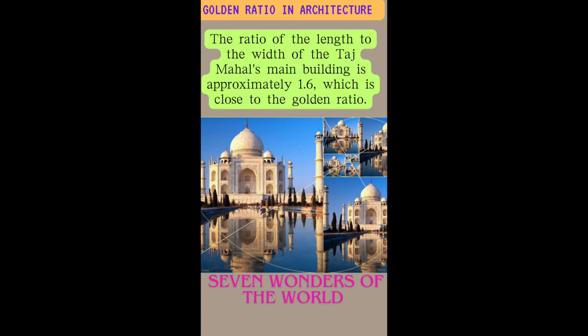Think about the Taj Mahal, one of the 7 wonders of the world. Why is it so attractive? Because the ratio of the length to the width of the Taj Mahal main building is approximately 1.6, which is close to the golden ratio.